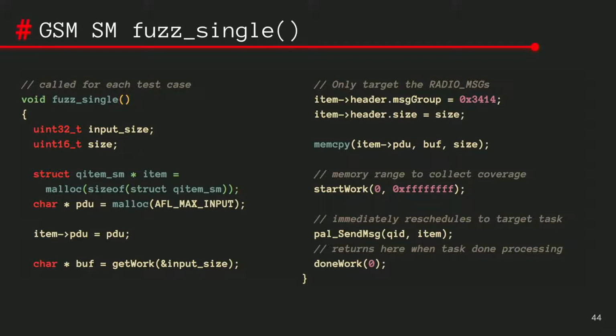It actually will send a message from task, the AFL task, and then the RTOS will reschedule directly towards a task. And we did this by actually setting the priority of our AFL task to the lowest possible. And then finally, once that message is done processing or any sub messages that return, it will call done work and do it all over again.